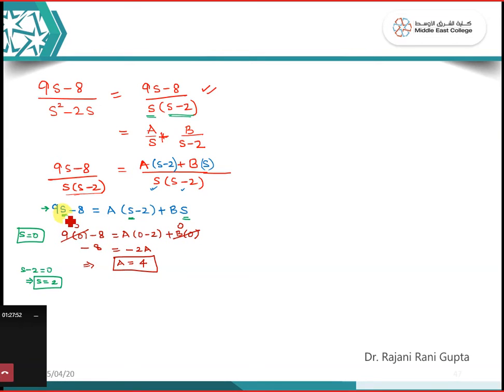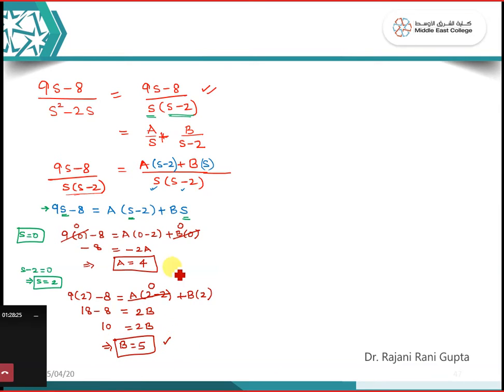Okay, when you replace s by 2, you get 9 times 2 minus 8, which is equal to a times 2 minus 2 plus b times 2. 9 times 2 is 18 minus 8, equal to 2 minus 2, 0. This term cancels. You are left with 2b. 18 minus 8 is 10, which gives you 2 times b. So b is 10 over 2, which is 5. So we got the values of a and b.